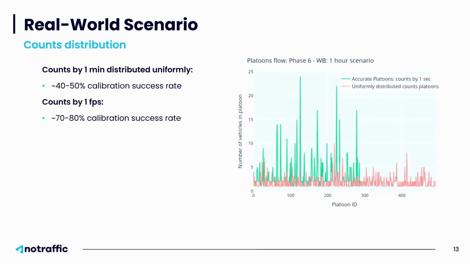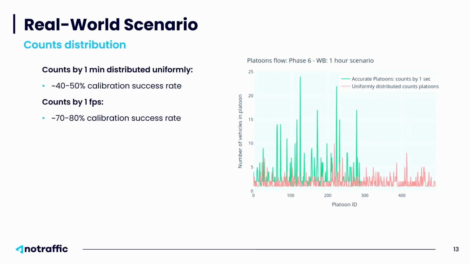Let's talk about scenarios. We want to build a scenario, like injecting vehicles to match the real world, but we want the count distribution to be as accurate as possible, to best fit the field. In particular, we want to be able to catch arrivals of a group of vehicles called platoons.